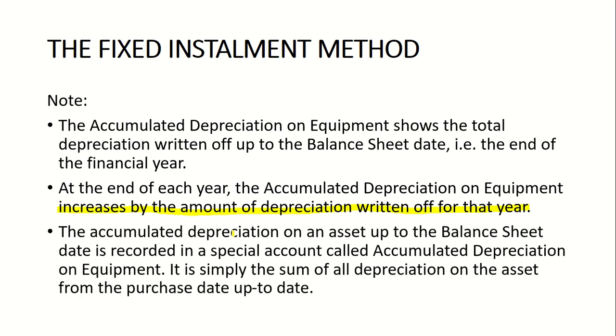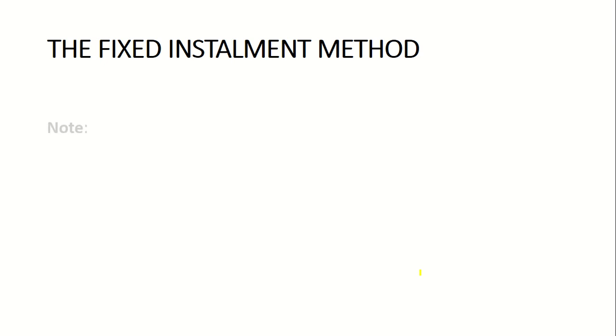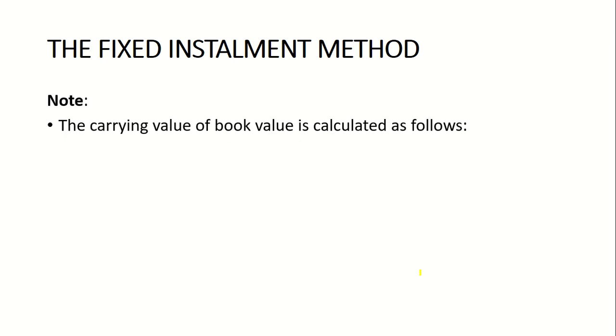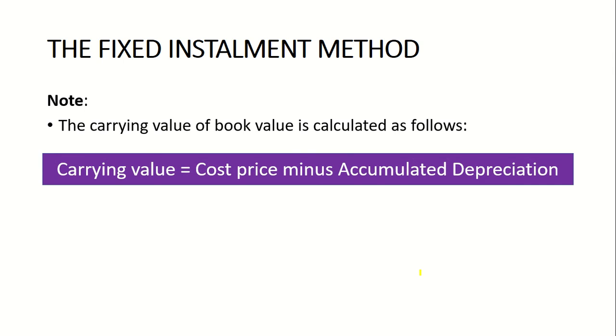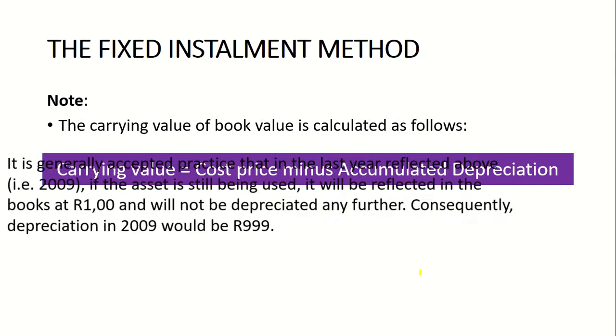The accumulated depreciation on an asset is set up to the balance sheet date. It is recorded in a special account called accumulated depreciation. And you need to know that that special account will simply increase on the credit side, and it is simply the sum of all depreciation from the date of purchase of the asset until it is either used up or it is sold. The carrying value or book value is calculated as follows. The carrying value is simply the cost price minus accumulated depreciation.